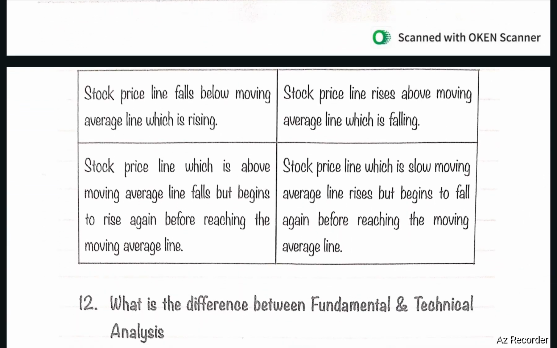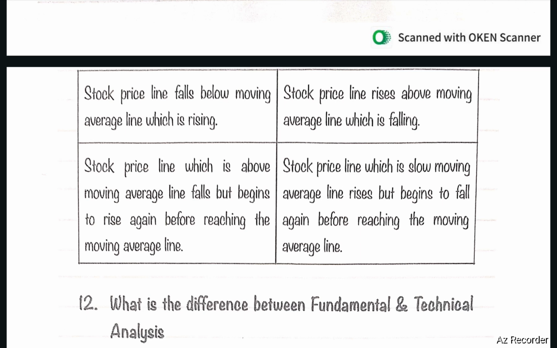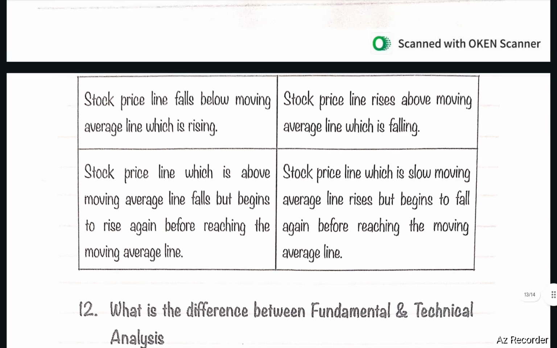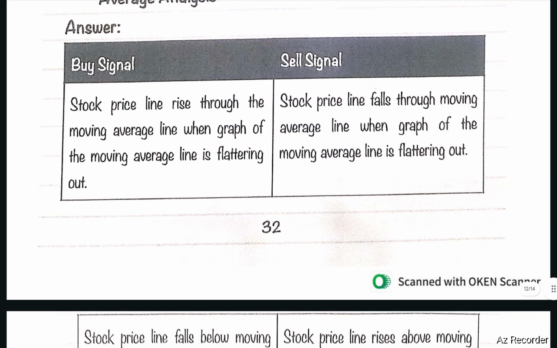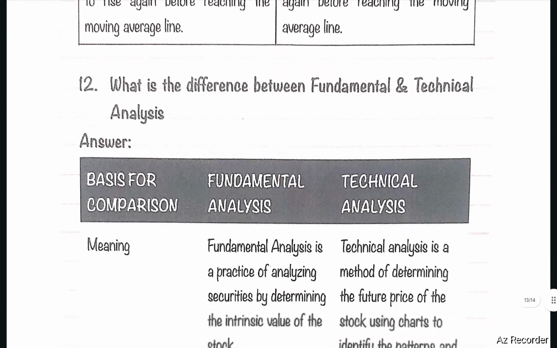In case of buy signal, stock price line which is above the moving average line falls but begins to rise again before reaching the moving average line. In case of sell signal, stock price line which is below the moving average line rises but begins to fall again before reaching the moving average line. These three are the signals pertaining to buy. These three are the signals pertaining to sell.